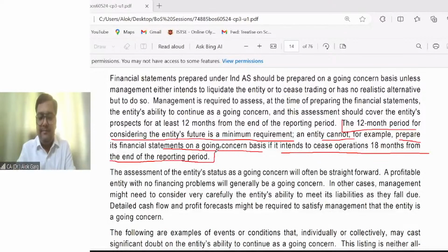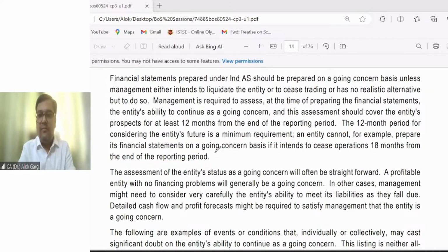Is that clear? Is that clear, Shankara? Shankara, is that clear? Or is it not clear? Okay, let's move on, guys.